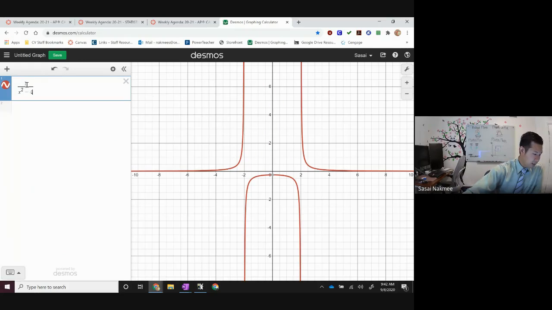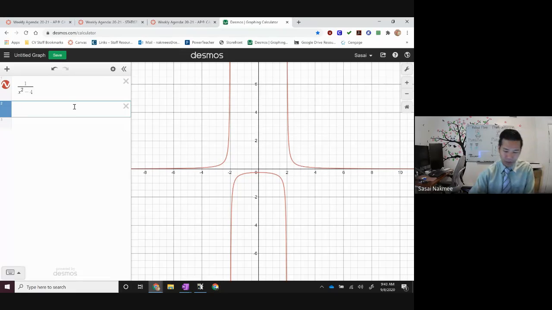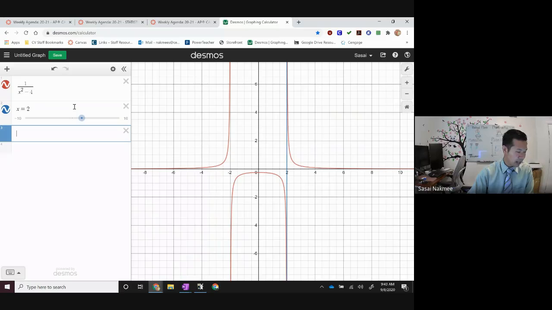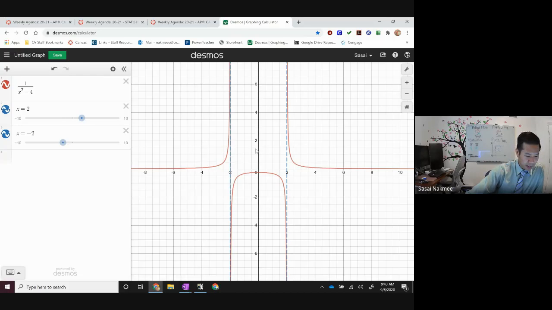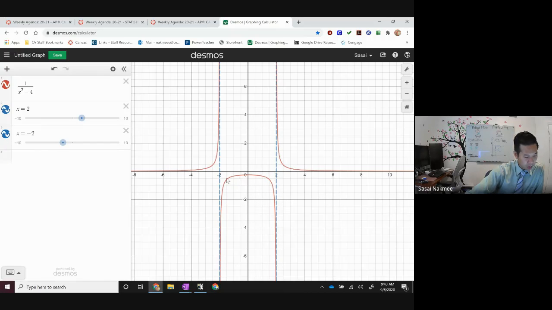And it looks something like this. It looks like my two vertical asymptotes were x equals 2 and x equals -2. Let's make those dotted, and keep them both the same color, so both blue. So then we can see it right here: x equals 2, x equals -2, vertical asymptotes.